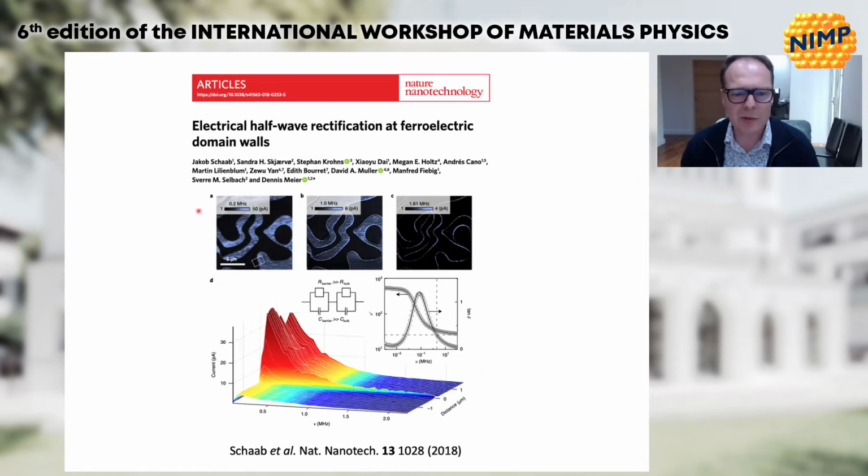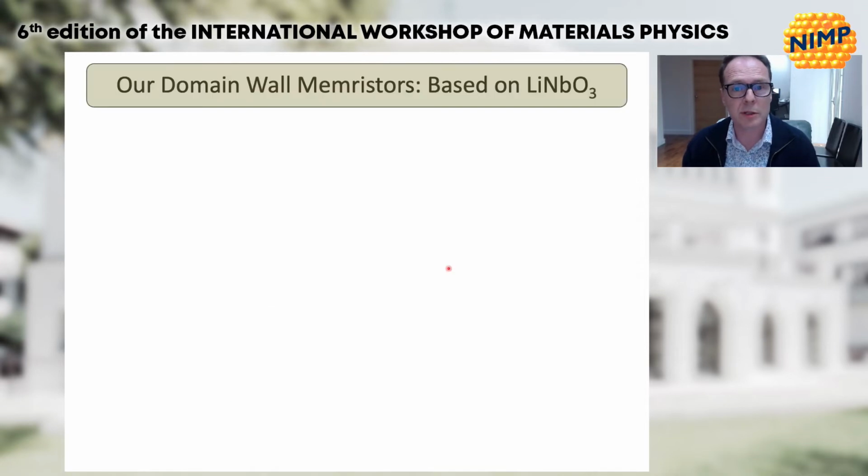I can't ignore Dennis's work. He's done some fantastic stuff here, again on the manganites, but showing how you might use, ironically, the contact resistance between the metallic probe and the conducting domain wall, and the barrier associated with that contact, to create domain wall rectifiers. All good stuff. Okay, what have we done?